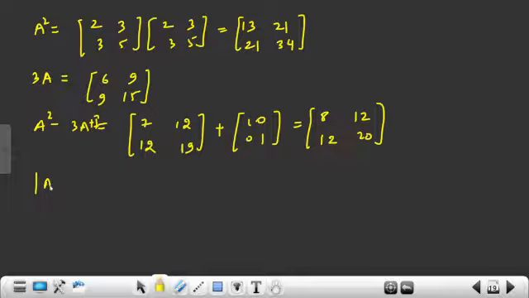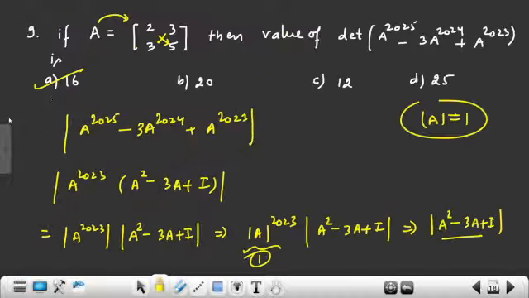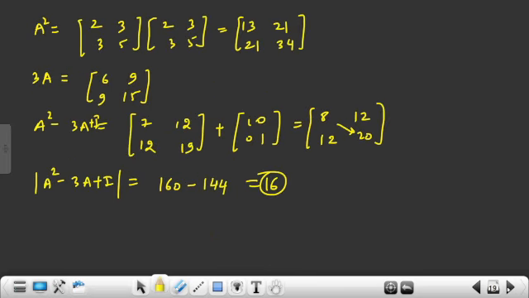Now what is its determinant basically? Isn't it easy, right? 8 into 20 is 160 minus 144, and the answer is 16. Very simple question, very very simple. I found this shift very easy, right? This shift was very easy, as far as I have seen so far.